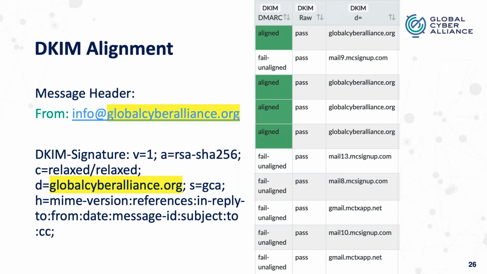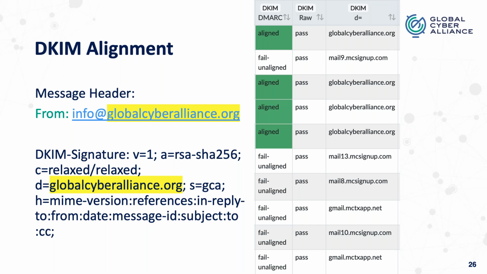But if that domain was something else, and you see this most commonly with Office 365, it'll typically be d= something like globalcyberalliance.onmicrosoft.com, but your from address is globalcyberalliance.org. That's unaligned, right? Because globalcyberalliance.microsoft.com is not the same thing as globalcyberalliance.org. So what you actually have to do is go into Office 365, figure out what CNAME records you need, create the CNAME records, enable DKIM, and then it'll actually use globalcyberalliance.org.